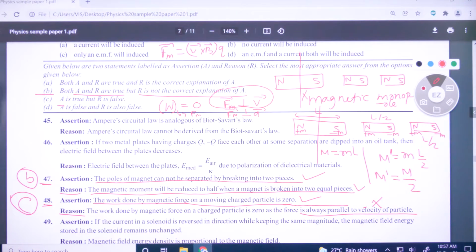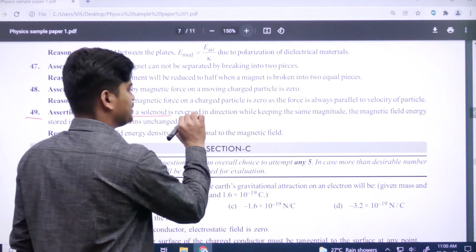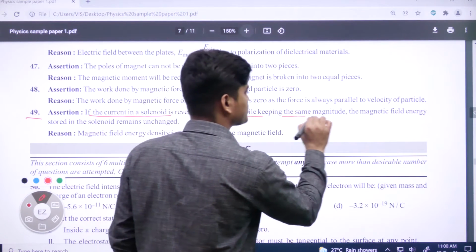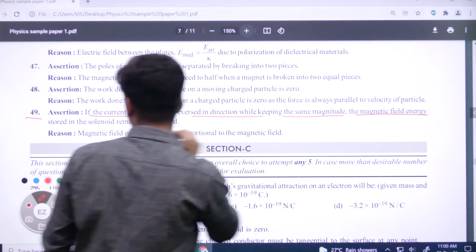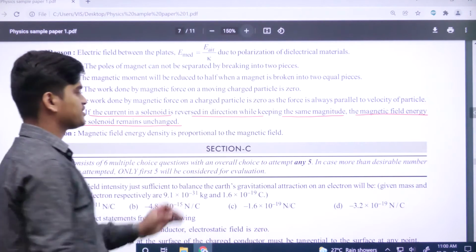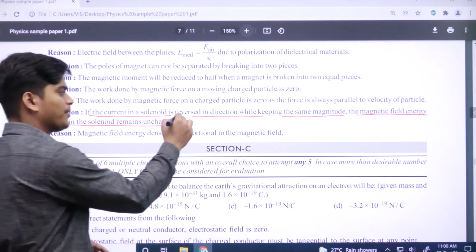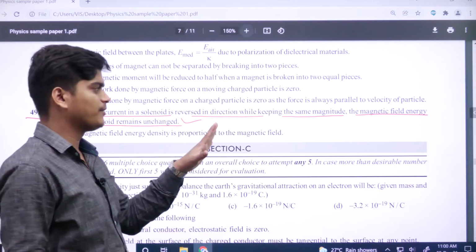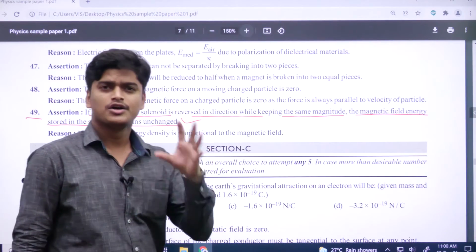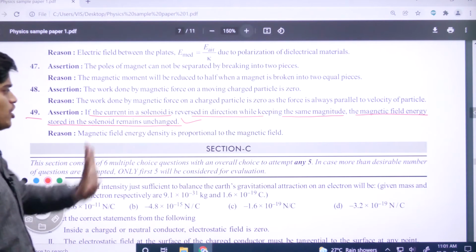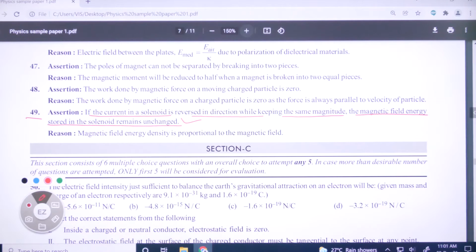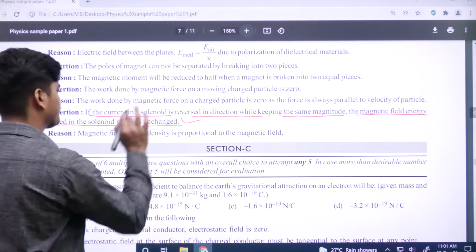Now come to the last question. The current in a solenoid is reversed in direction while keeping the same magnitude. The magnetic field energy stored in the solenoid remains unchanged. Actually this statement is correct. Whether the current is clockwise or anti-clockwise, the magnetic energy stored in the solenoid does not change with the direction of current flow. So no need to worry, this statement is correct.